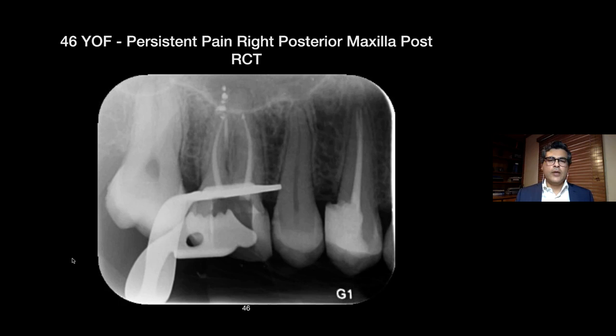Now, where could this be? Could it be in the buccal soft tissue, the lingual soft tissue, or in the sinus? So where is this extruded material going? And is this the one that is causing pain? Is there a root fracture here, or is there something else going on? Because the patient's pain is not going away.